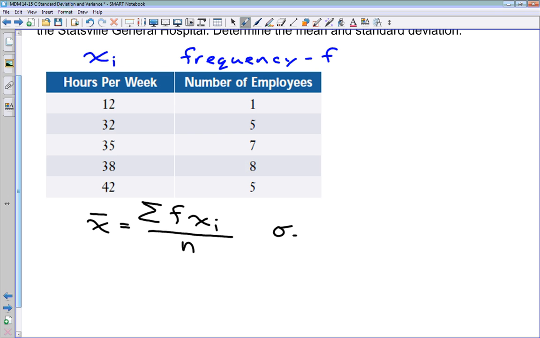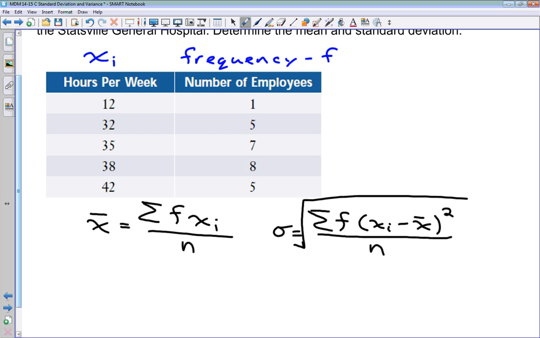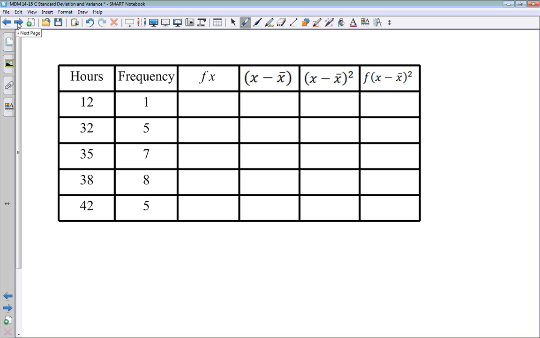For our standard deviation, we are going to calculate our individual deviations once we have our mean, square them, and then again multiply them by the frequency with which they occur. Because for each value for the hours per week, or each X value, the deviation is going to be the same for each of those employees that works that number of hours. So we can just take the individual deviations and multiply them by the frequency, add them all up, divide by n, and take the square root to get our standard deviation. So the best way to do this is to organize the data in a table, like we've done before.